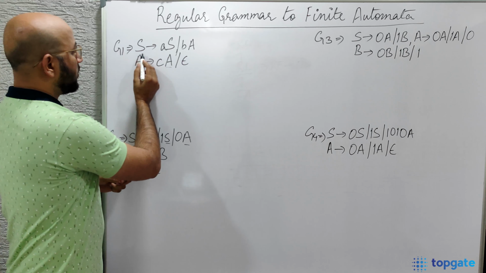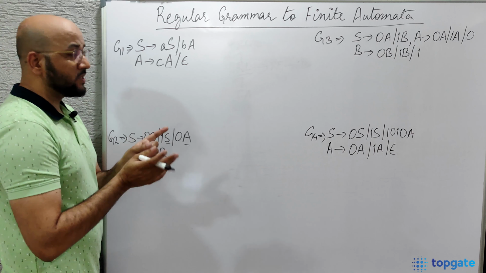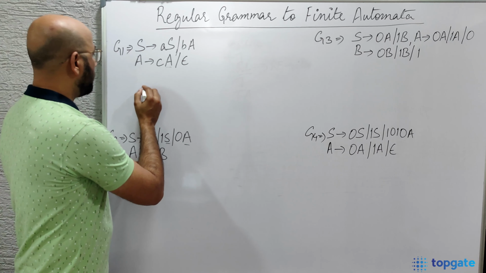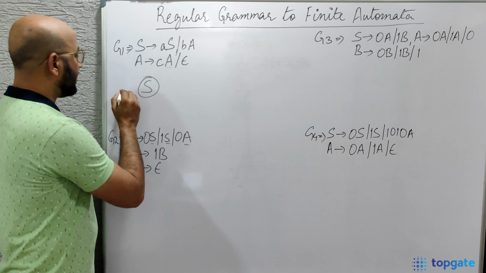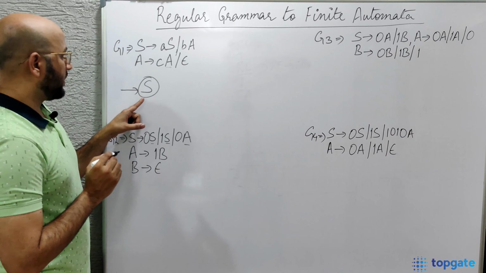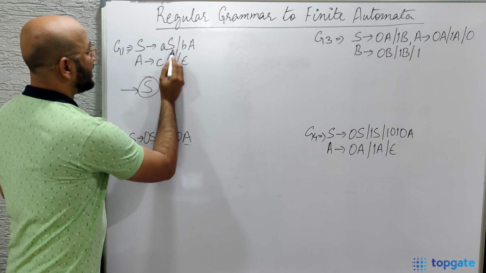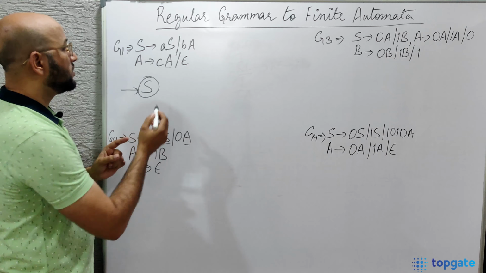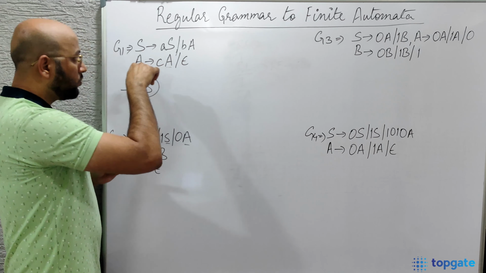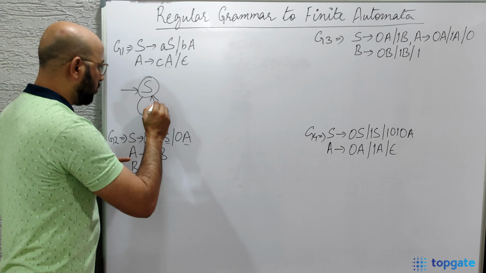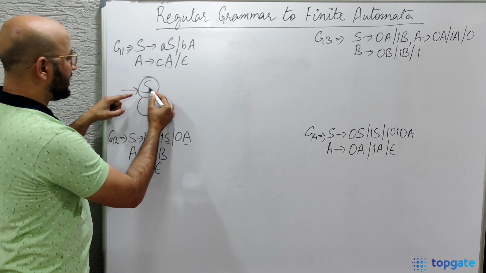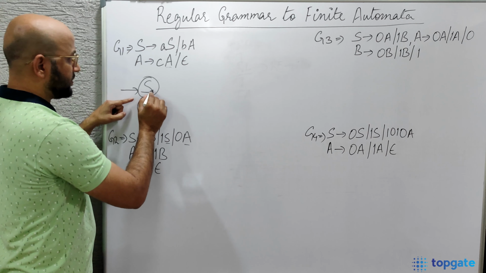First of all, we know that we have to start from the start variable only. So we'll start from the start variable, and this start variable will become my initial state. So S, now S derives aS. What does that mean? That means with a, I'm moving on to the state S. So I'll just simply make a self loop of a. That means S tends to aS.